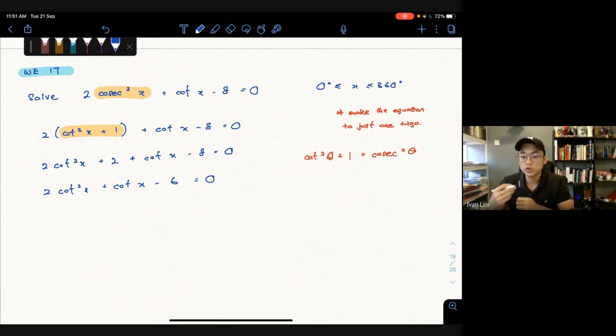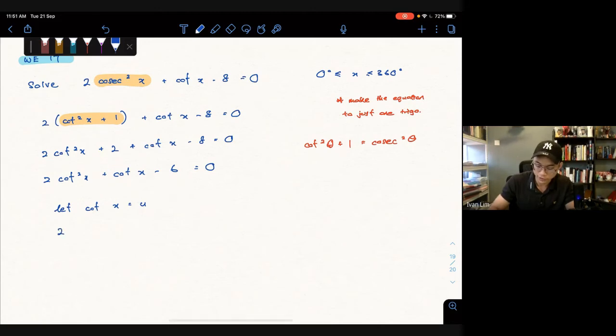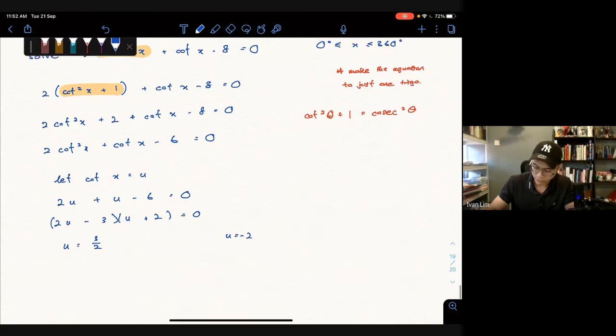So you can use the let method here. If you want to use the let method, let cot x equal u. Otherwise, if you can see and you can factorize it, you don't have to use the let method. But if you want to simplify it, you can write it like that. 2u squared plus u minus 6 equals 0. Go and factorize it. You'll get (2u minus 3)(u plus 2) equals 0, where u equals 3 over 2 and u equals negative 2.